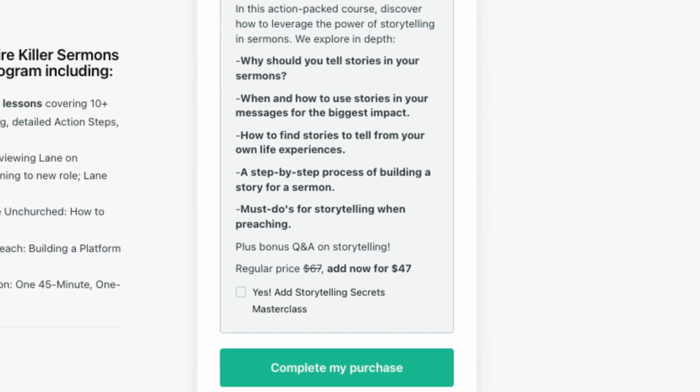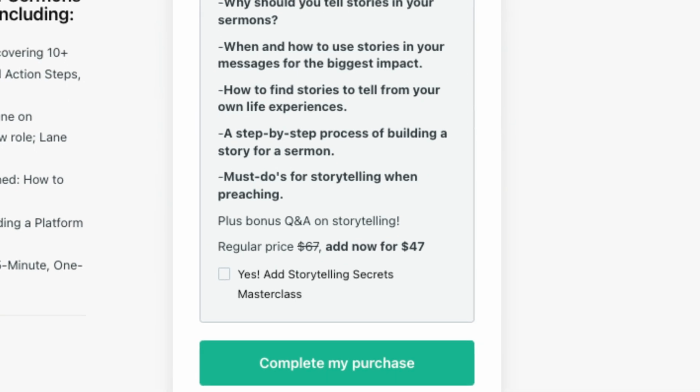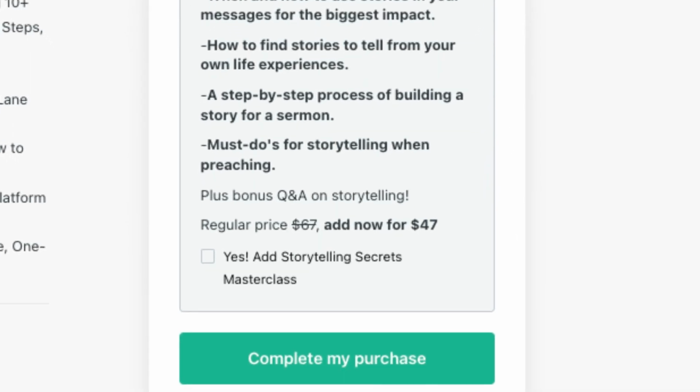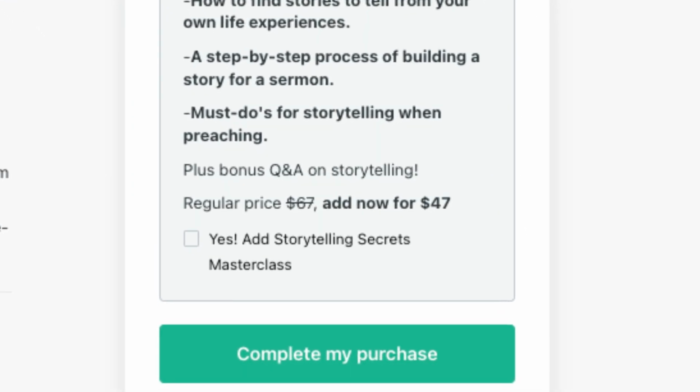At first, I ran this for $67 and people bought it. You know, it was something where maybe half of the people who purchased added the order bump, which was nice. But then I changed it where instead of pricing it at 67, I actually crossed out 67 and made it 47. That one change took it from 50-50 to 80-20. I got to the point where 80% of people who bought my course added Storytelling Secrets Masterclass. 8 out of 10 people.